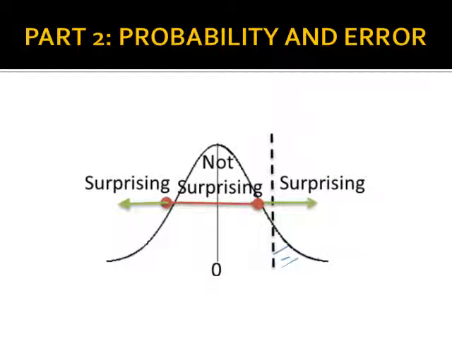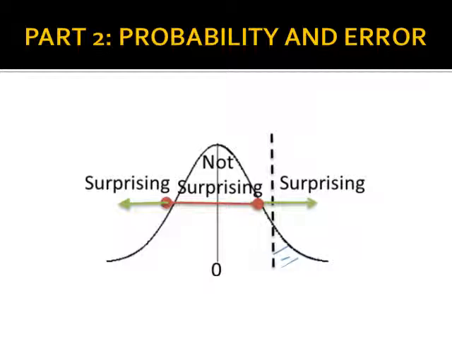So we've just learned about the normal distribution. We're now going to learn about probability and error. Probability is very important to understand when we start to decide whether or not a study or finding is what's called statistically significant. And the way in which we decide that is based on the bell curve.